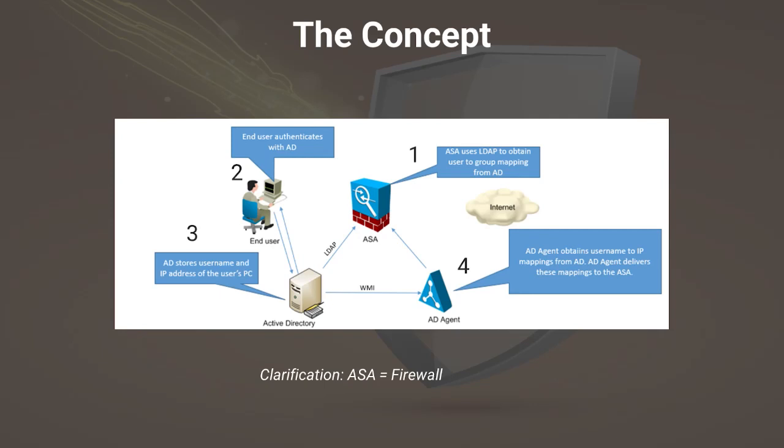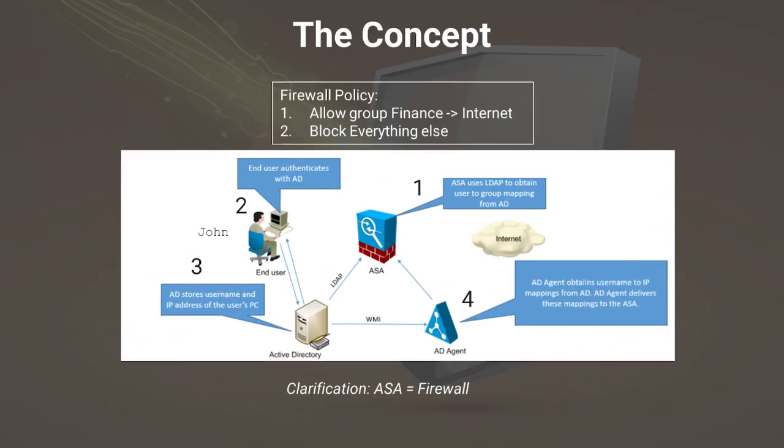So now the firewall maintains two tables. The first table is the user to group mapping, so the membership of each user in their respective groups. And it also has another table, thanks to the AD agent, which contains the username to IP mappings. So now we have our policy, allow group finance to the internet, and we have our user John, who just logged in to the Active Directory successfully.